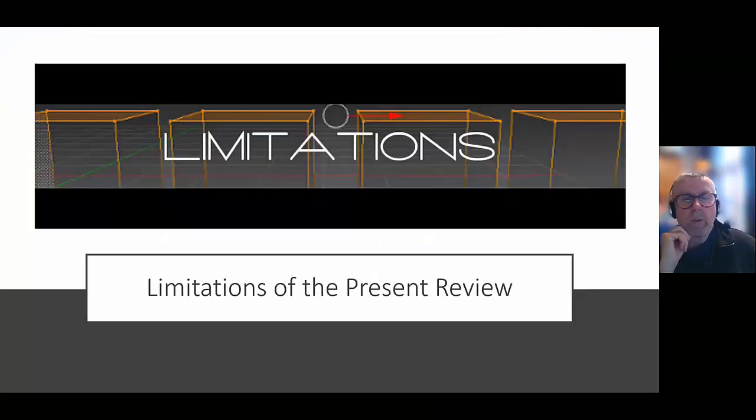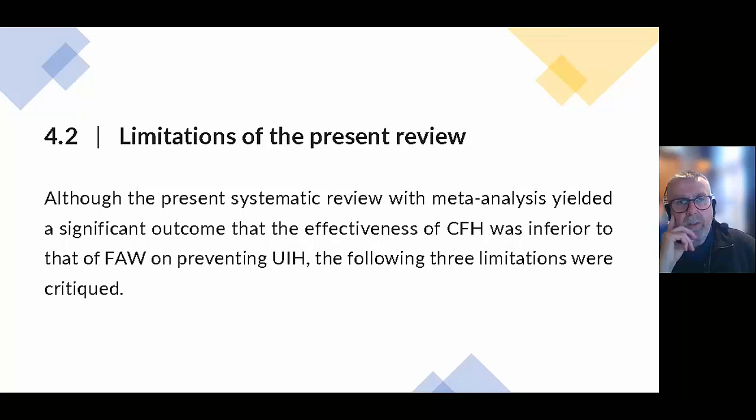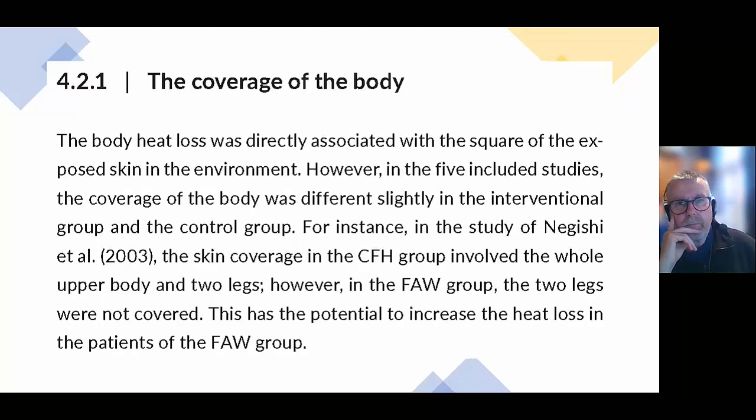So, before their conclusions, they offer some reflections regarding the limitations as they see it of their own systematic review, and this will be a section in your own writing as well. They identify 3 key limitations. Firstly, they note that the method of heating the patients was inconsistent across the 5 included papers, not meaning the inherent differences in the FAW versus CFH approaches, but in the amount of body covered for warming purposes, as evidenced by the extent of skin exposed in the patients.